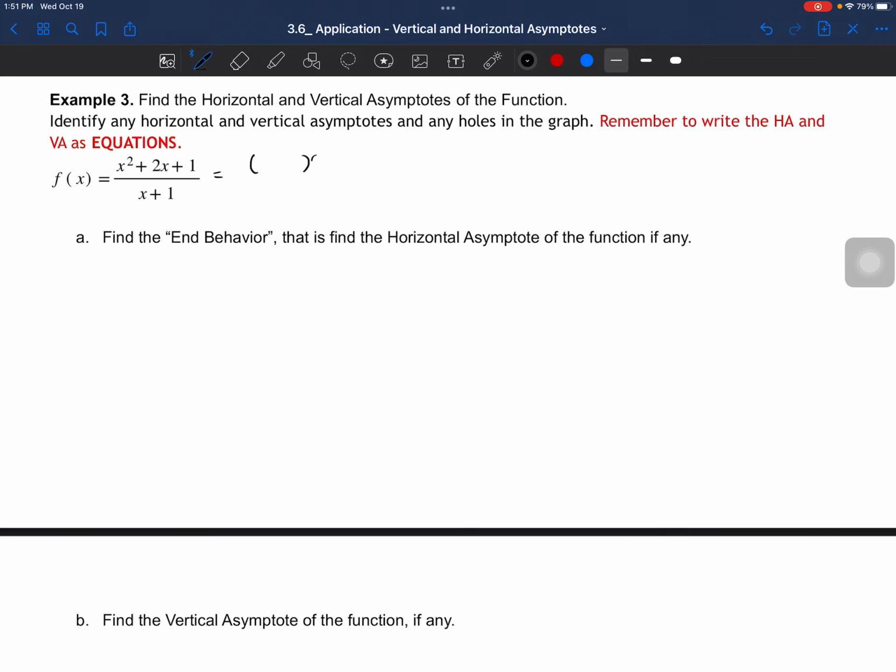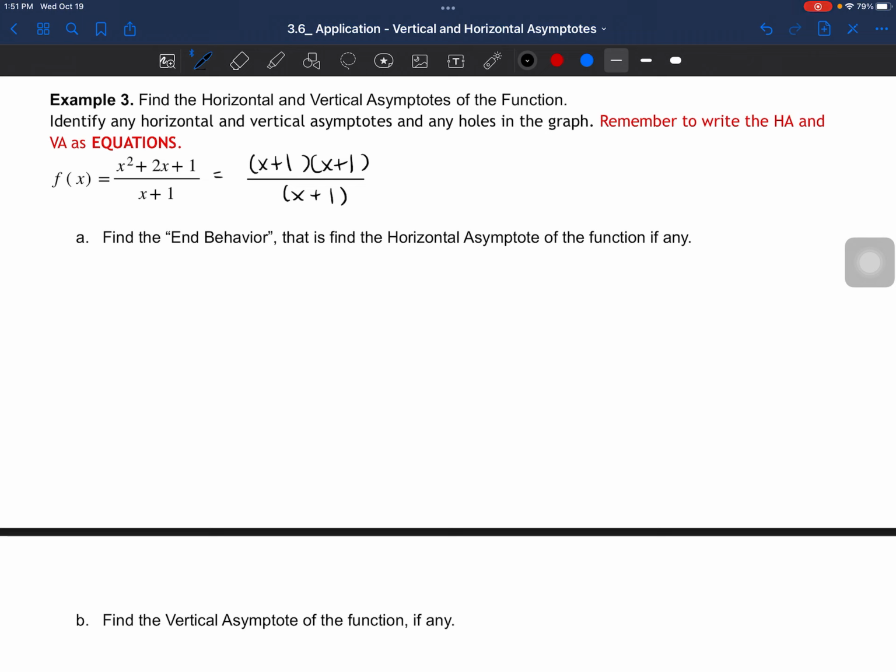What I would recommend is to automatically write this in factor form. So if you can factor it, that would be amazing. You don't have to right away, but it makes it easier later on.